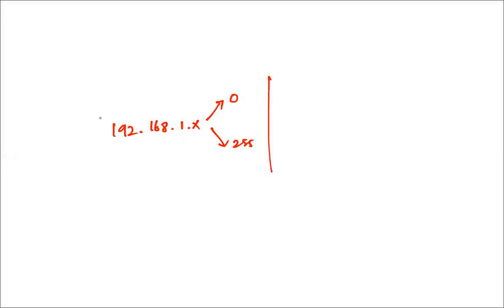Here I have 192.168.1.x. Let us call it x. What is going to be the range for x? X can vary from 0 to 255, we all know that, right? So in that case, what is the first IP address in this network?